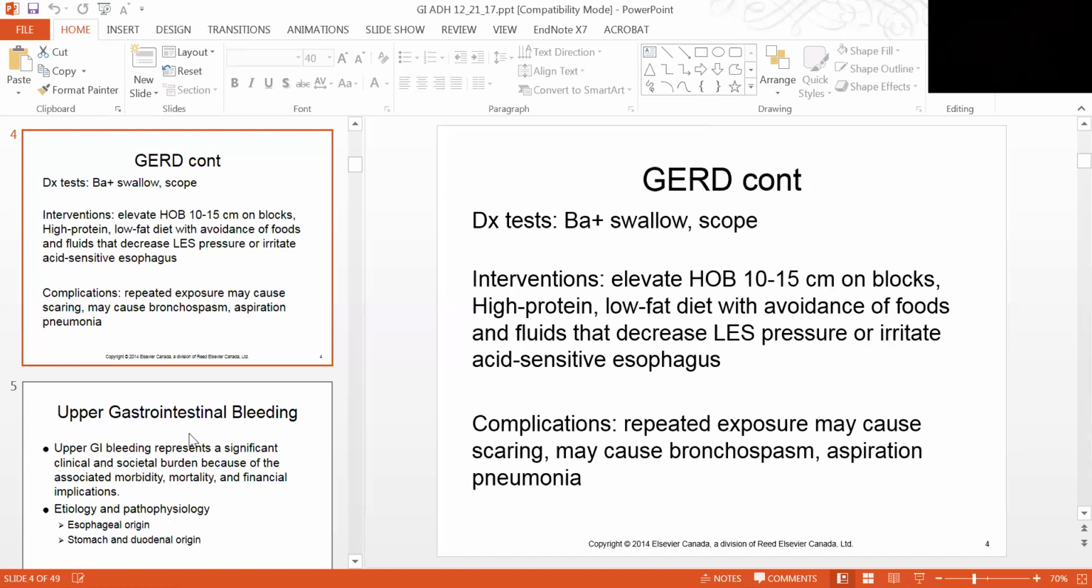Complications of GERD is that after a period of time, they can get scarring. One of the more serious complications is that when they're sleeping and the gastric content washes back into their lungs, so they aspirate, they get this bronchospasm because of irritation of the bronchi with this acid solution. So they have a lot of wheeziness and bronchospasm. Depending how severe, they can desaturate, but also aspiration pneumonia is a big concern.